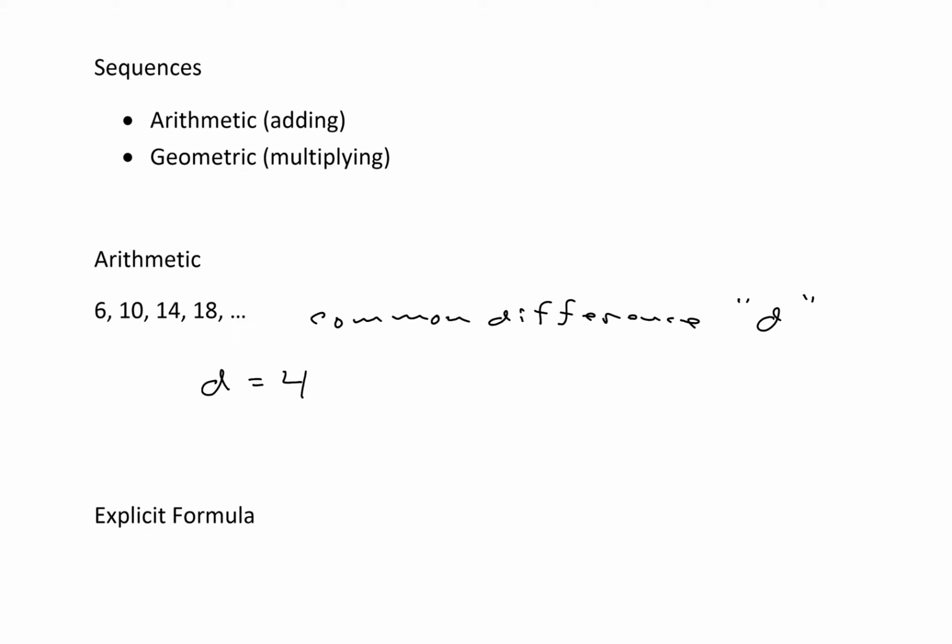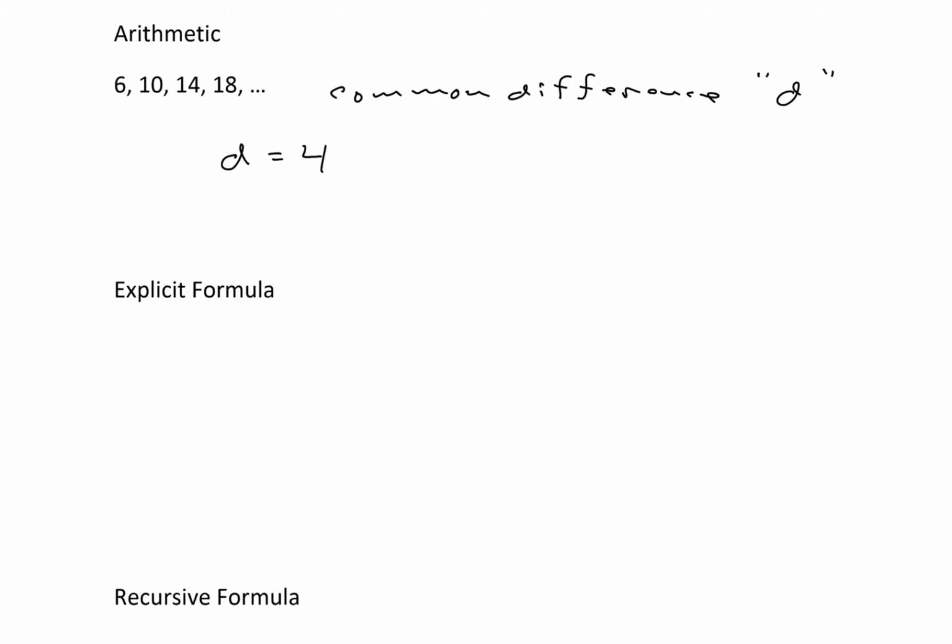To find the explicit formula for an arithmetic sequence, the general form is a sub n, and that means the nth term, like the 10th term if n equals 10, or the 12th term if n equals 12, equals a sub 1, which is the first term, plus d, the common difference, times n minus 1. So for this example, a sub n equals the first term, which is 6, plus 4 times n minus 1.